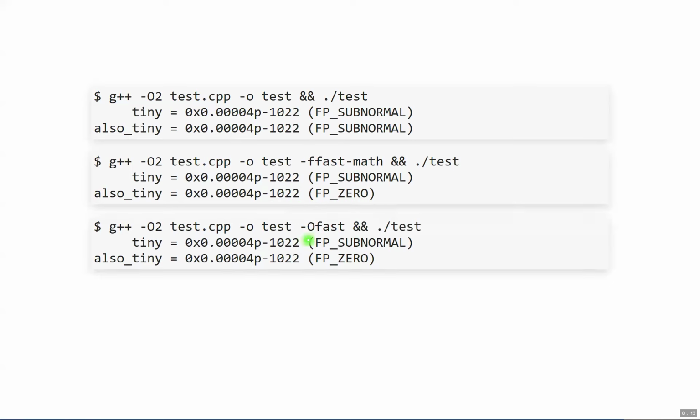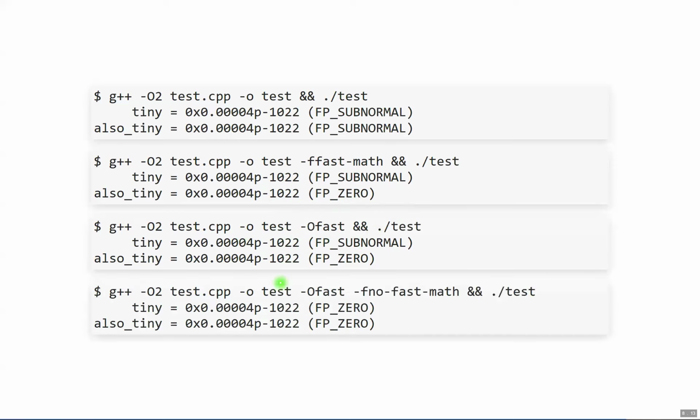Good. Okay, O fast, again, we get the same behavior. This will be fun. So we say O fast, but no fast math. We get different behavior again. This doesn't disable the annoying parts of fast math, and it gives us another behavior, different from plain fast math and different from O fast. I don't know. But you know, let's go back here.